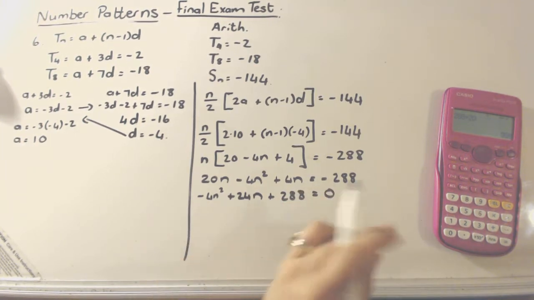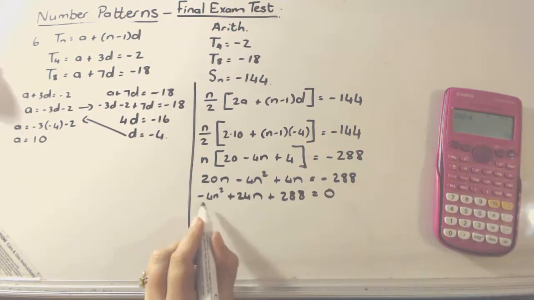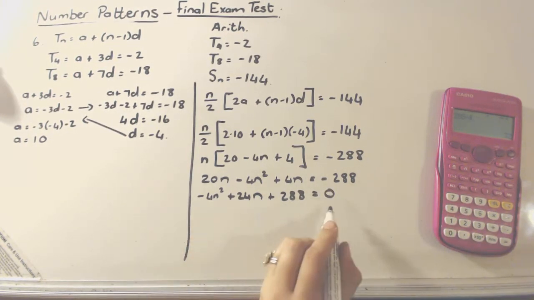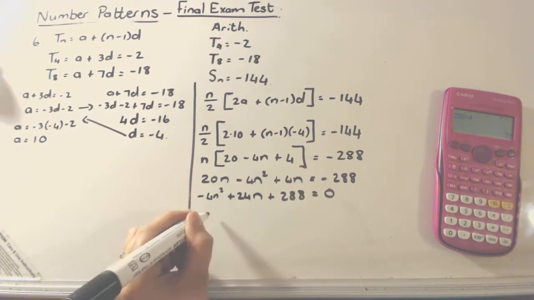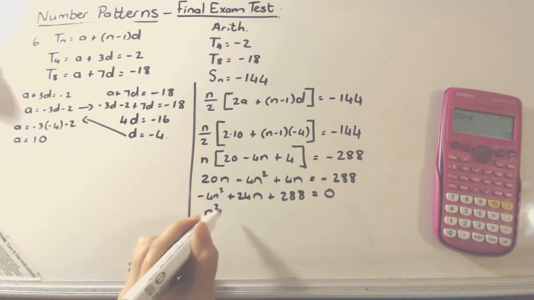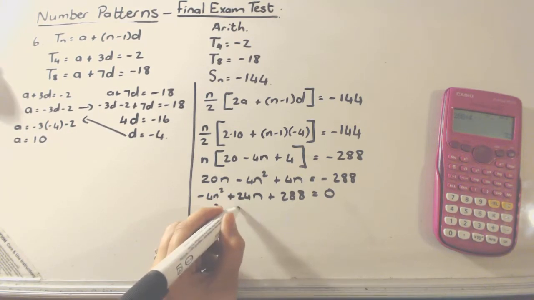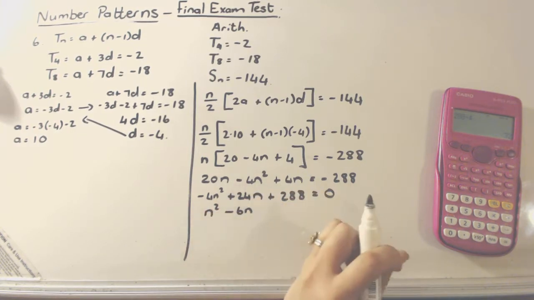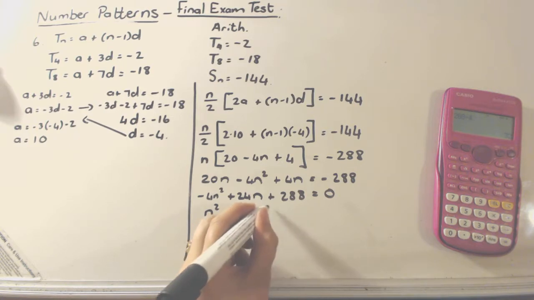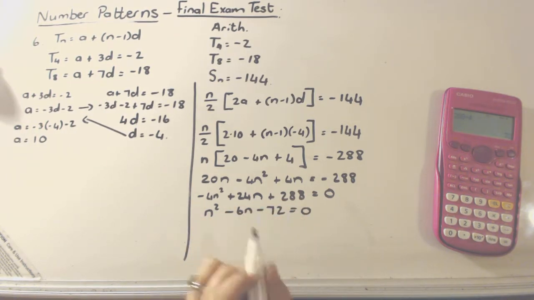Right? And then can 288 be divided by 4? Yes, it's 72. Okay, so I'm just going to divide throughout with a negative 4 to get rid of this. So if I divide this by negative 4, I just get n squared. If I divide 24 with negative 4, I get negative 6. And if I divide 288 with negative 4, I get negative 72. Like that.